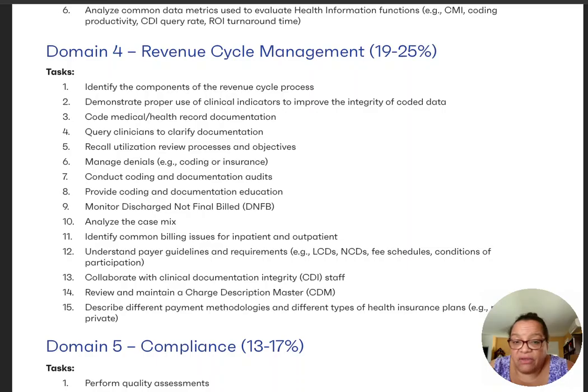We also talk about in your reimbursement classes, we talk about the inpatient prospective payment system, which includes MSDRG. We also talk about the outpatient prospective system. Common billing issues for inpatient and outpatient coding. And what is a case mix? And how do we look at it? Why is it important? What is a case mix and why is it important? So all those are in domain 4.